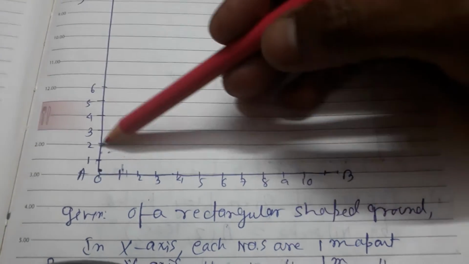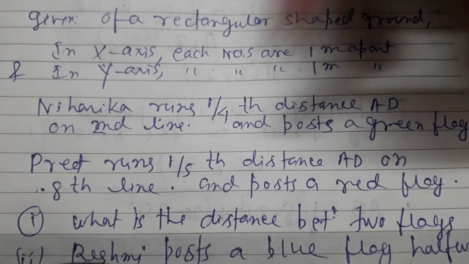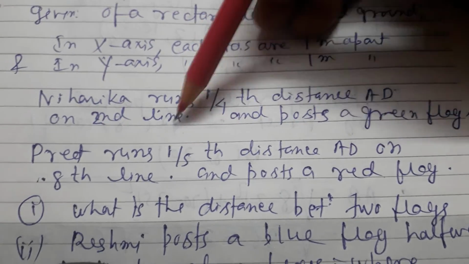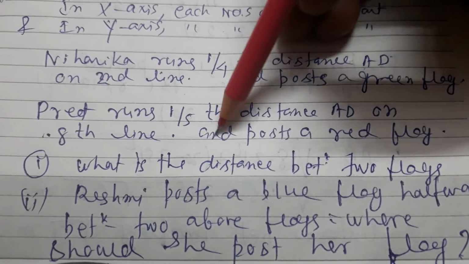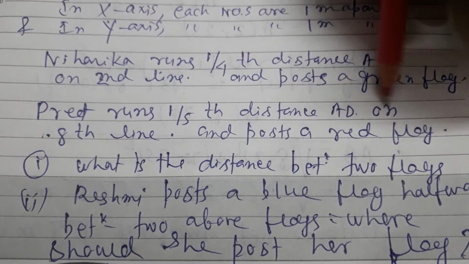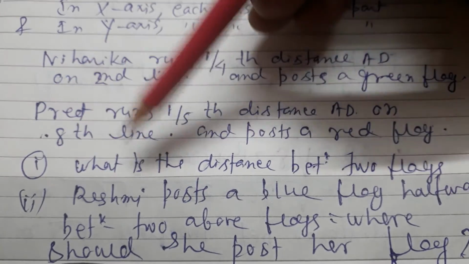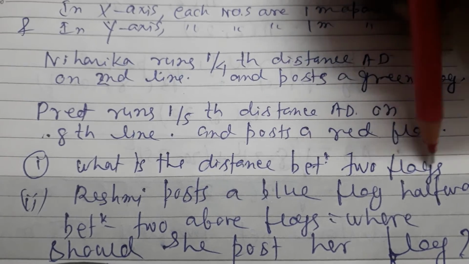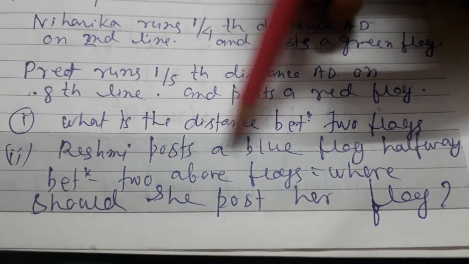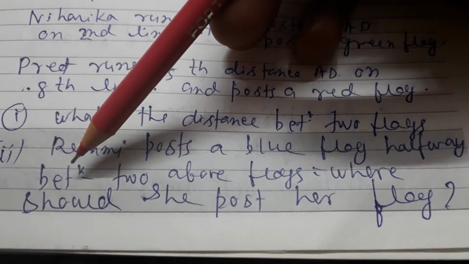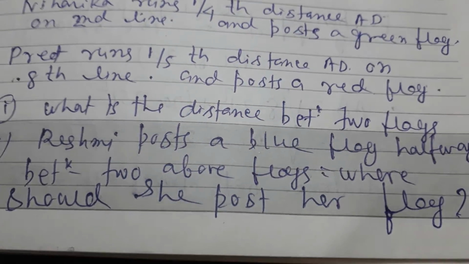And the question is, Niharika, a student, runs 1/4 of the distance AD. In this direction the students are running. So Niharika runs 1/4 of the distance AD on the second line and posts a green flag. And Preet runs 1/5 of the distance AD on the 8th line and posts a red flag. So the first question is, what is the distance between the two flags? And second, Reshmi, another girl, posts a blue flag halfway between the two above flags. Where should she post her flag?